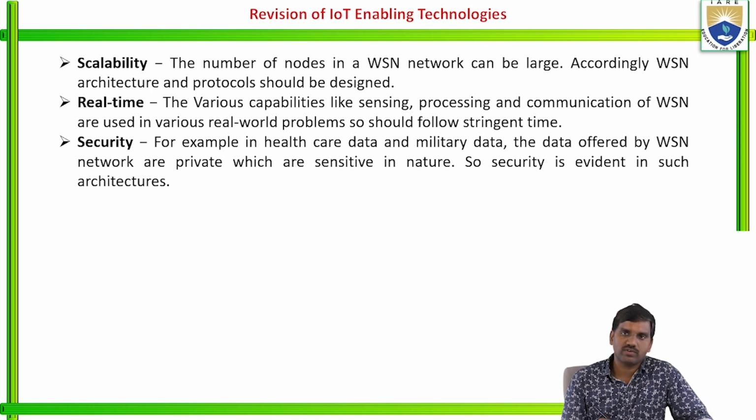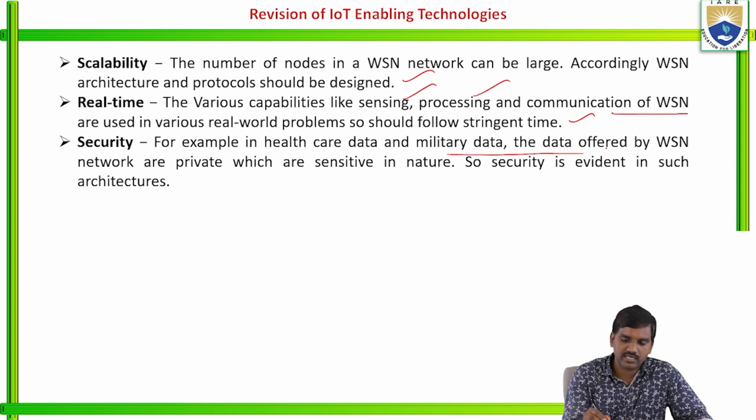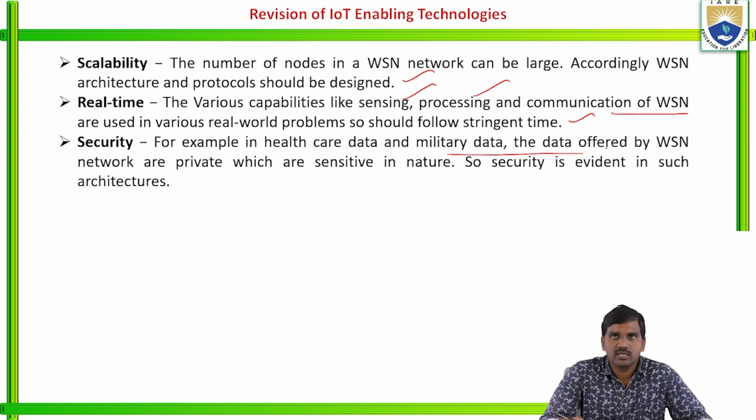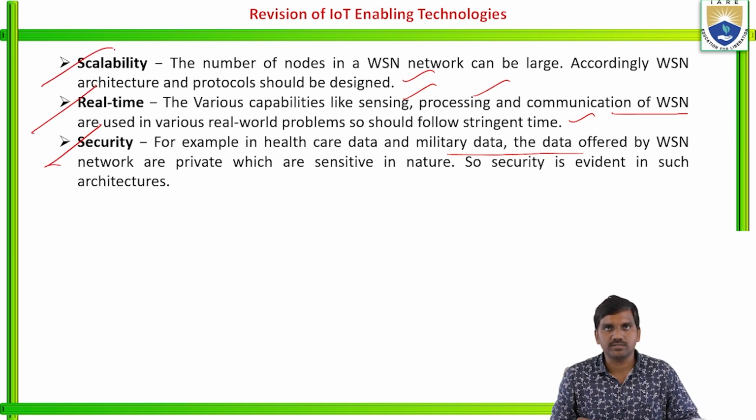The number of nodes in the wireless sensor network has to be large according to the network architecture. The protocol should be designed accordingly. So, real time: the various capabilities like sensing, processing, and communication of the wireless sensor network are used in various real world problems and should follow stringent time. Security, for example healthcare data and military data: the data offered by wireless sensor network are private, so it must be more secure than normal. So that is scalability, real time, and security.